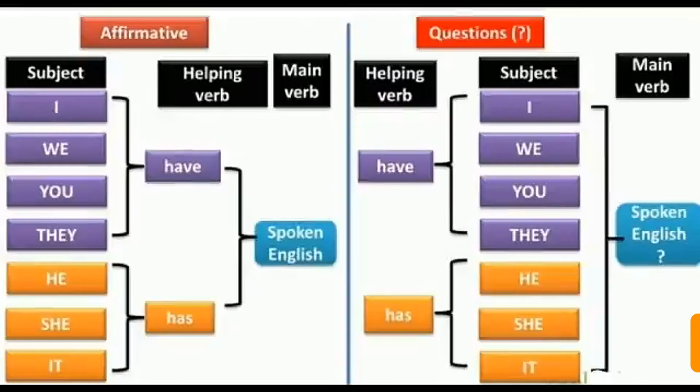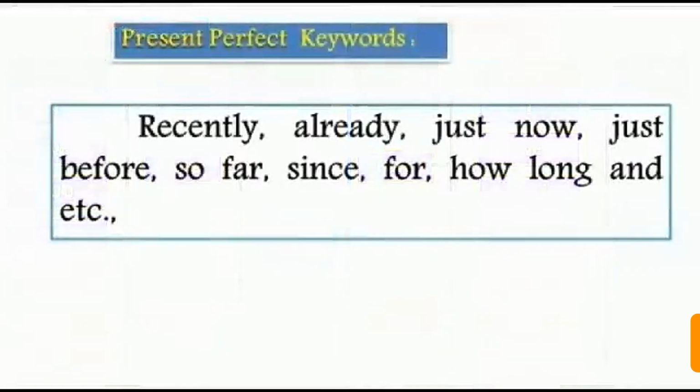present perfect tense also. Let me show you some of the keywords of present perfect tense: recently, already, just now, just before, so far, since, for, how long, and so on. Such types of words are usually used in present perfect tense, so you can easily recognize a sentence.